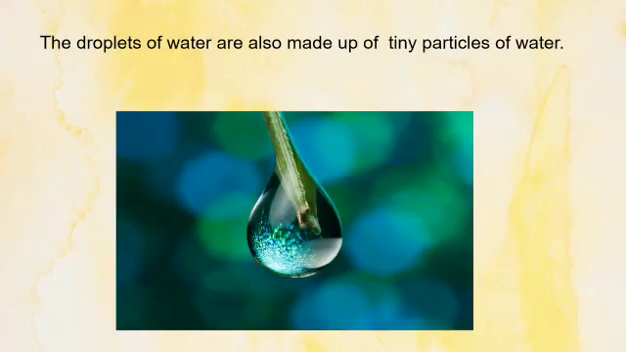The droplets of water are also made up of tiny particles of water. The raindrops that fall on the road bounce off and break up into droplets. These droplets are also made up of tinier particles of water. They make us wet. It means that liquids are also made of small particles.